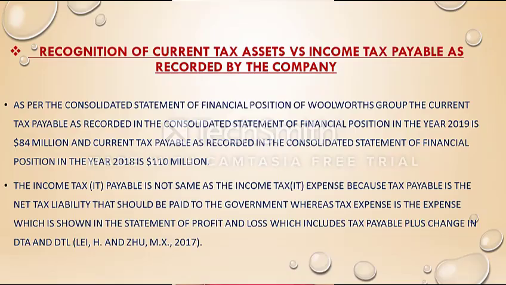So, recognition of current tax assets with income tax payable as recorded by the company. As per the consolidated statement of financial position of Woolworths Group, the current tax payable recorded in the year 2019 is $84 million, and the current tax payable recorded in the year 2018 is $110 million.